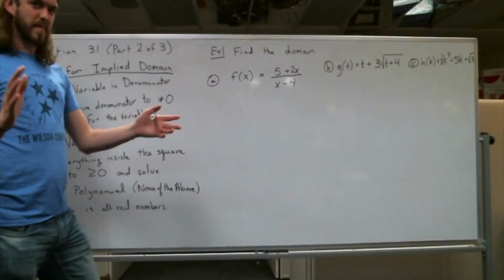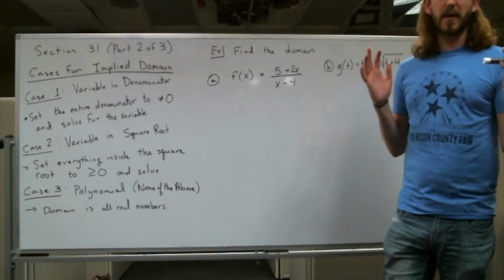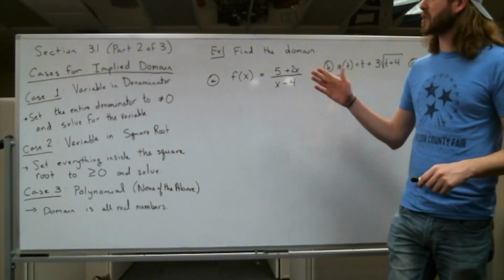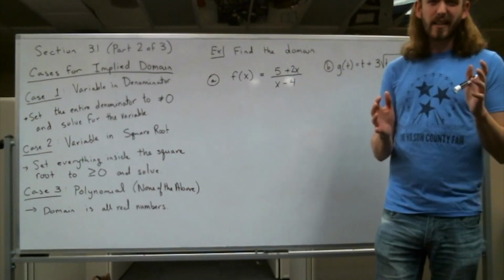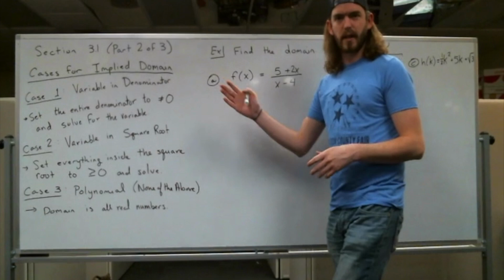Hey guys, we're back and we are going to be talking about the second part of section 3.1 now, which is dealing with domain. Technically, this is called implied domain. I don't know if that's what it's called in your book, but that's what we have it titled here.